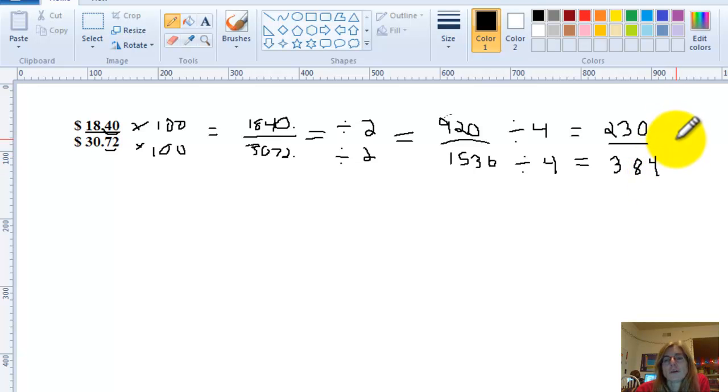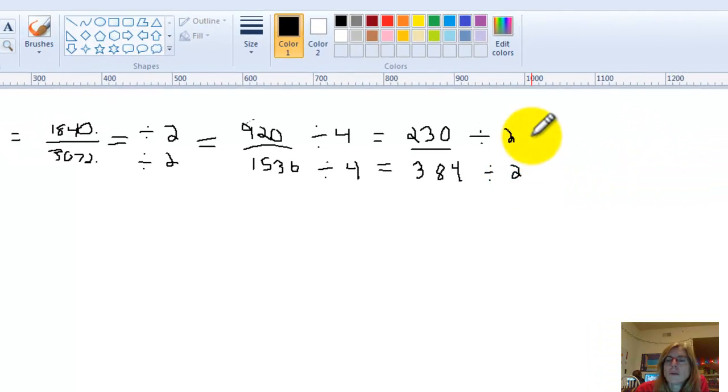230 over 384. This is a lot. Could we divide by 4 again? We might look at that. Divide by 4 is 96. Divide by 4. No. Let's go with 2 and see what happens. We know we can do that. So whatever I divide by the top, I have to divide by the bottom. So 230 divided by 2 is 115. I'm just using a calculator over there. And 384 divided by 2 is 192.